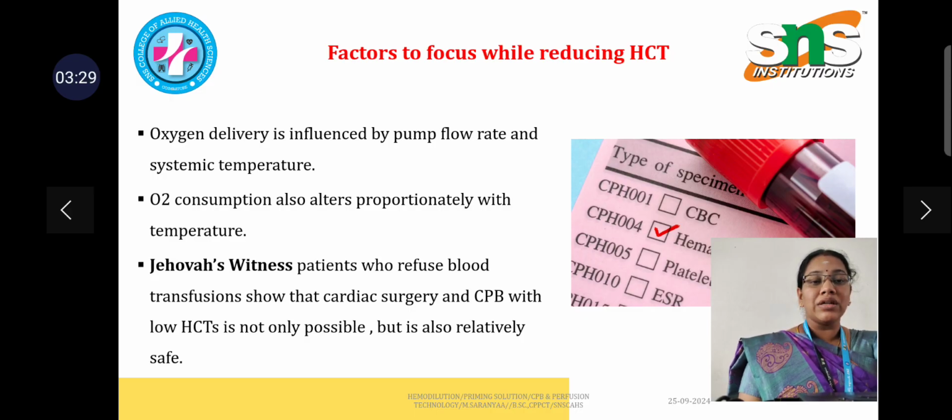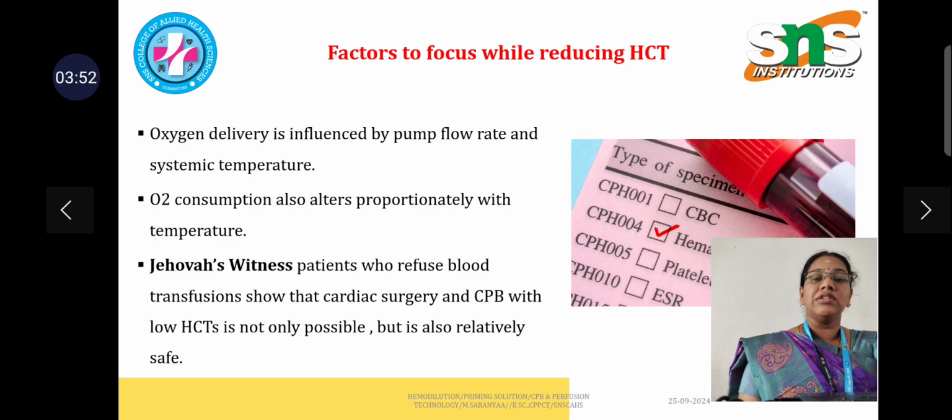Factors to focus on while reducing the HCT. Oxygen delivery is influenced by the pump flow rate and systemic temperature, so maintaining a proper pump flow rate is very much needed. And oxygen consumption also alters proportionally with the temperature. So once the temperature has been reduced, the oxygen consumption rate is also reduced.